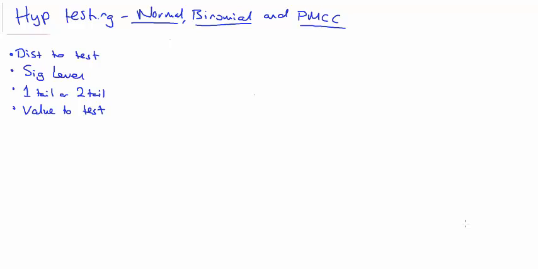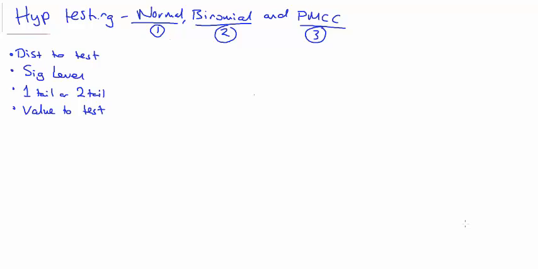Now I'm going to go over it first. When I go through the examples, I'm going to first do the normal, then the binomial, and the PMCC, which is very easy. Once you understand these two, it's ridiculous because there's so little work involved here. But let's get into this, okay?